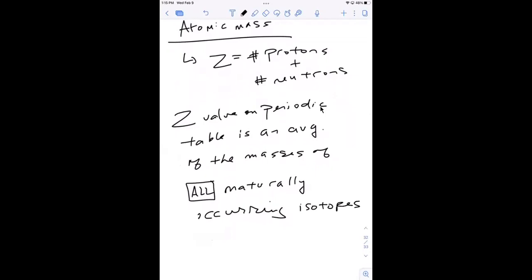All right, all naturally occurring isotopes. So that number is an average, right, of those isotope masses. So we're going to talk about that.